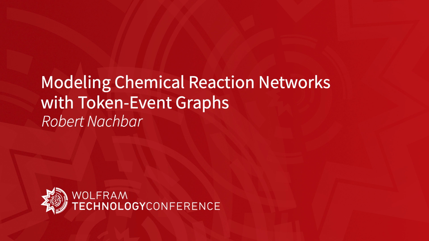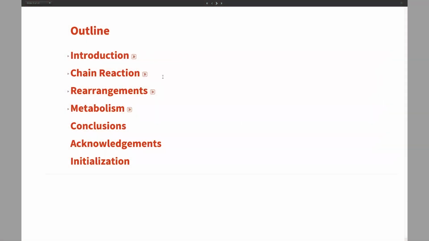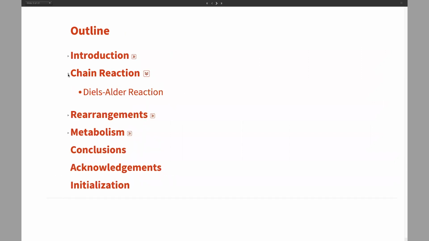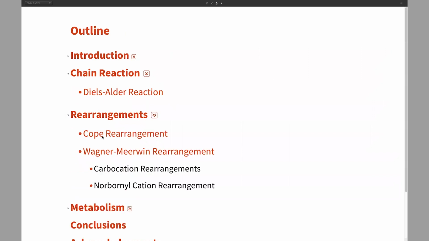Okay, so let's get started. You've all read my abstract. These are the things I'm going to cover. In the chain reaction section, I'm going to skip over the Diels-Alder reaction just so we can get to the end today, but it's in the notebook. It's all there. You can run it without a problem. On the rearrangements, I'm also going to skip over the Cope rearrangement, although it's very interesting. There won't be time to cover everything.